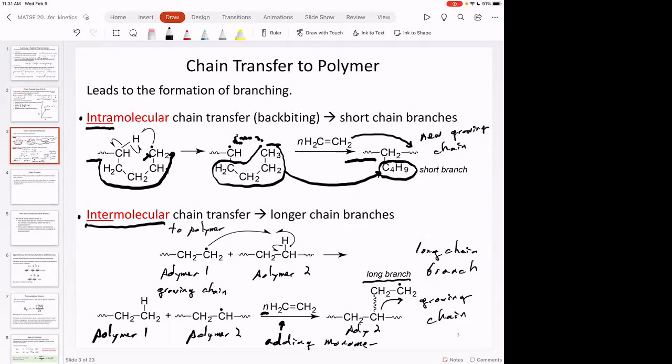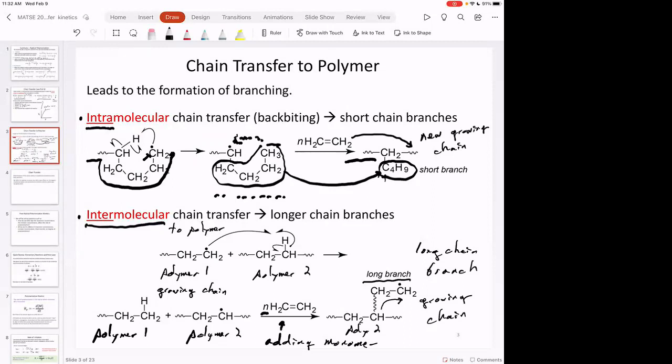This step right here. So if you count that, that's C4H9, right? So that branch, instead of drawing carbon, carbon, carbon, instead of drawing the branch out, it's just C4H9 hanging off the polymer chain. And then we grow a new polymer from that radical that's in the middle.